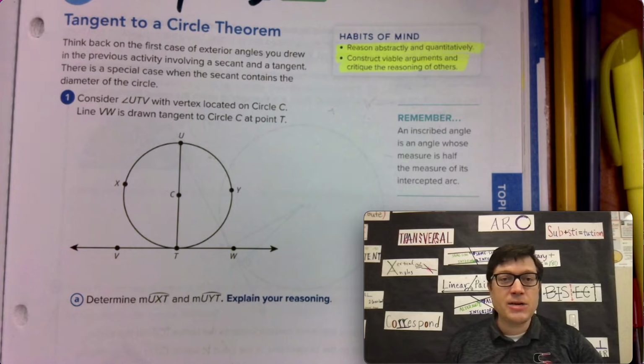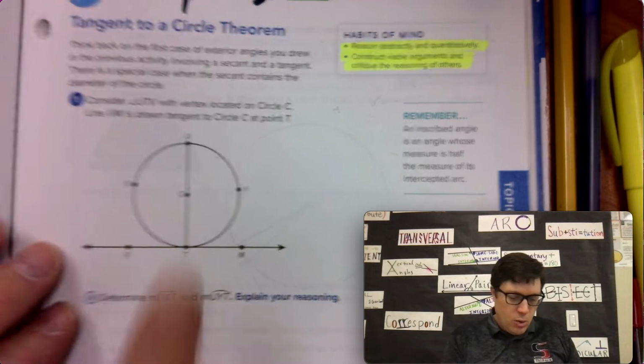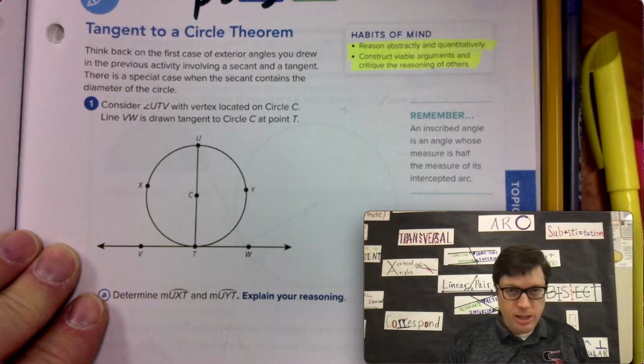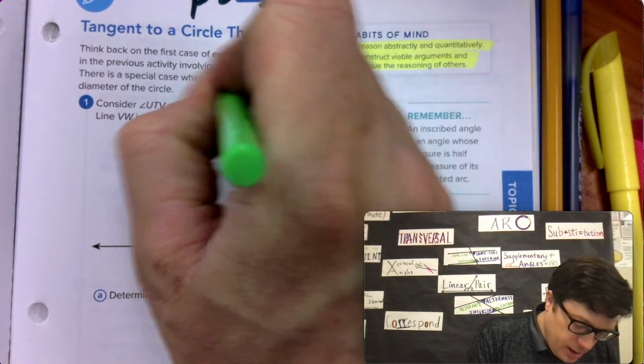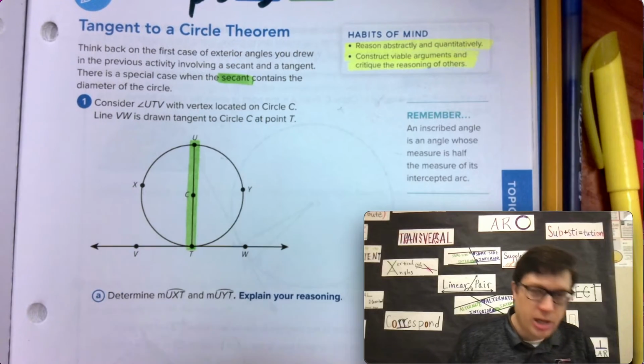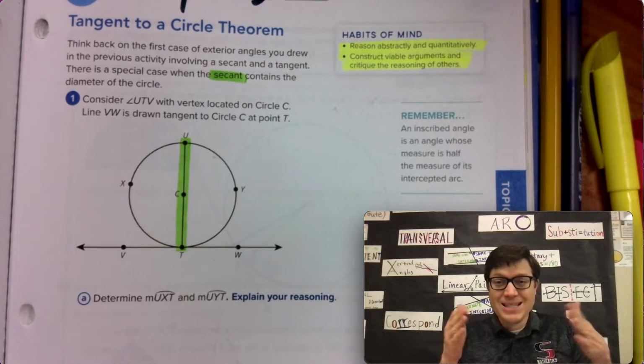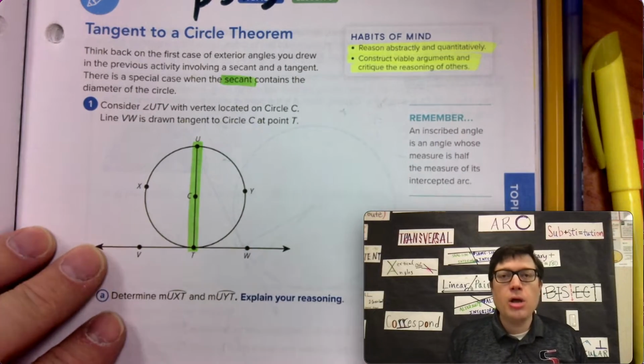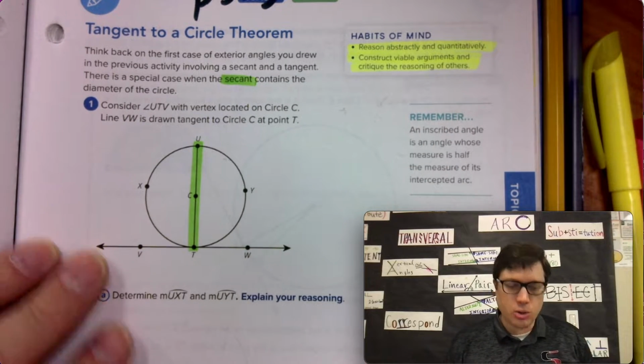Right? In that activity, there was a special case where the secant contains the diameter of a circle. So I'm going to highlight secant green, and I'm going to highlight this is what they're talking about. Okay? That secant line, it's a chord in this case because it stops. It goes through the middle, through the diameter of the circle.